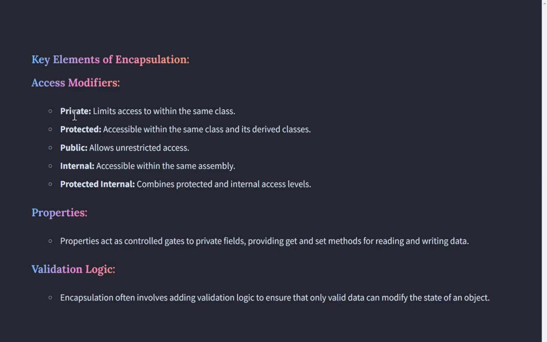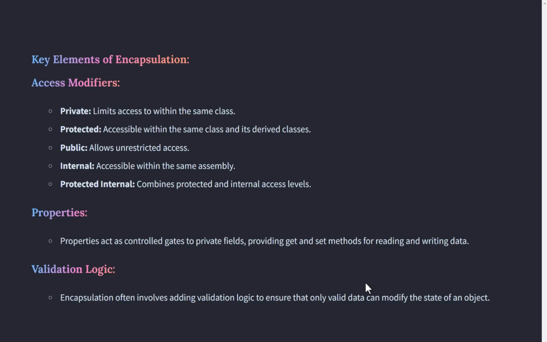I would like to start with private. Private restricts access to the declaring class only, making it the most restrictive modifier. Think of private as the class's personal, very sensitive data. Only the class itself can access this member.